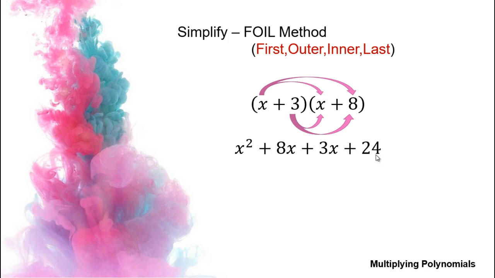Now, this is not yet the final answer because if you notice, 8x and 3x are similar terms. Do you still remember our adding polynomials? When we have similar terms in an expression, we need to simplify or combine them. 8x plus 3x is equal to 11x. So our final answer is x squared, we copy, then we combine, 11x plus 24. So that is our final answer.